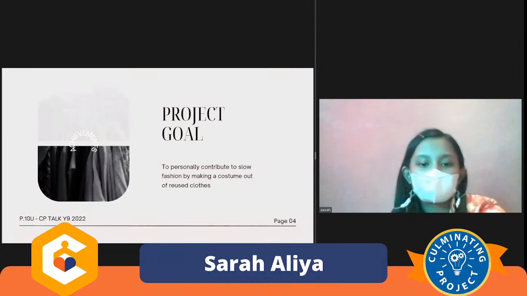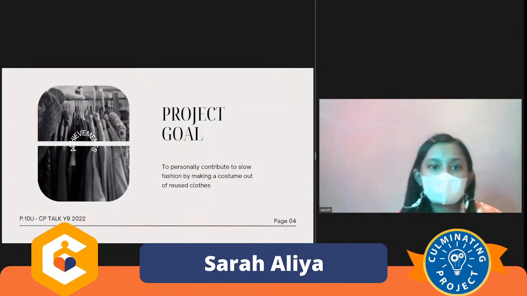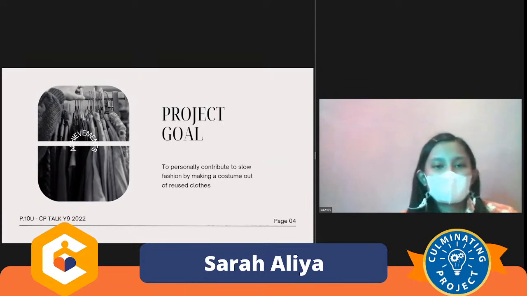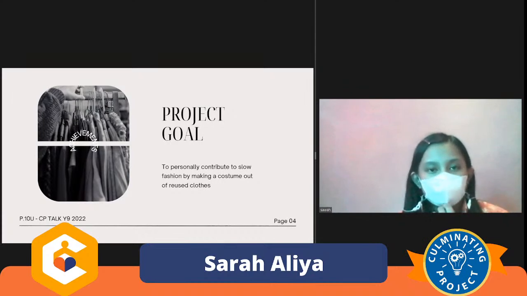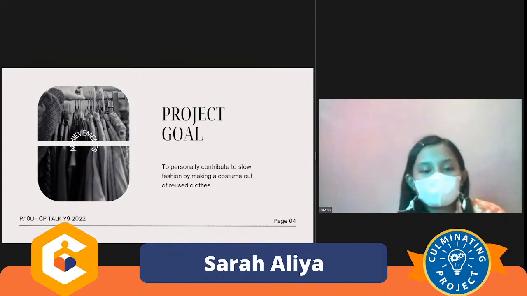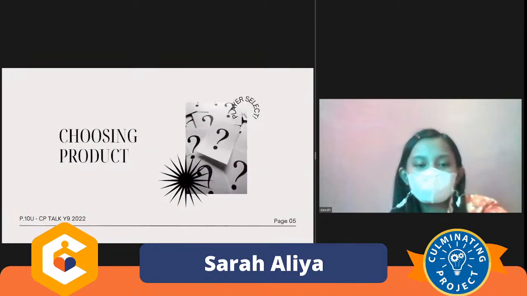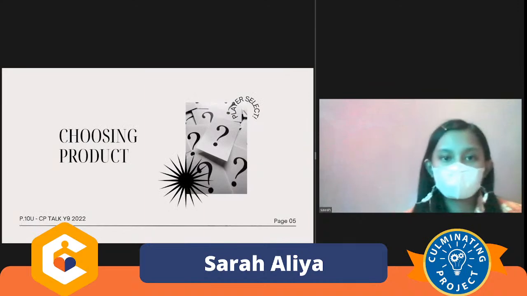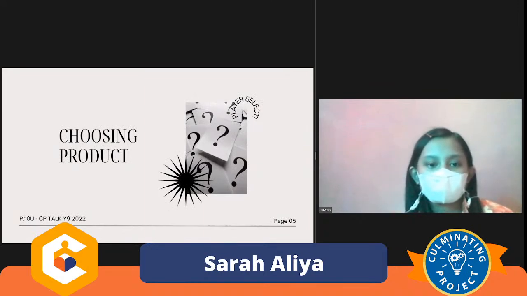So my project goal is to make a cosplayer costume from unused or old clothes, and that contributes to slow fashion, which is the opposite of fast fashion. While the production for slow fashion is usually slow, it also focuses on helping the environment. So it's better than the other one. Choosing my product wasn't very hard, since beforehand I wanted to make a costume by myself. So I just linked the two together into what this is.